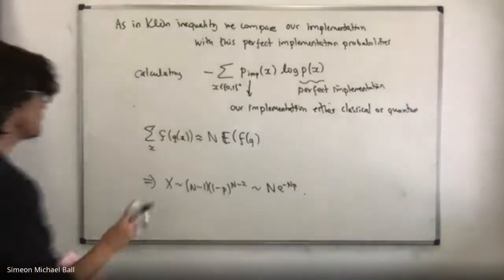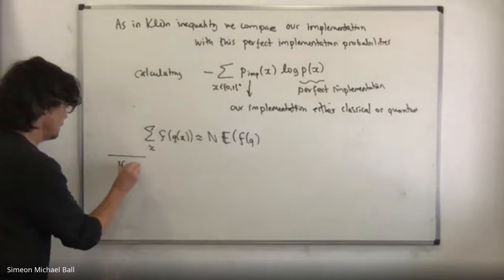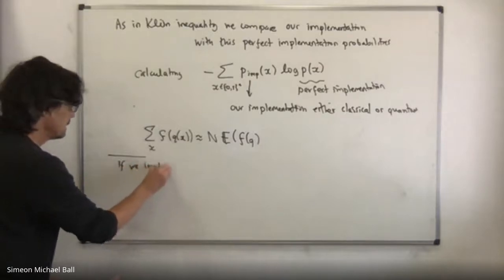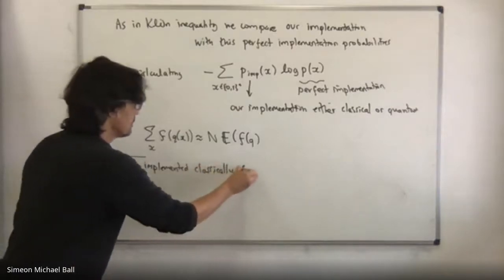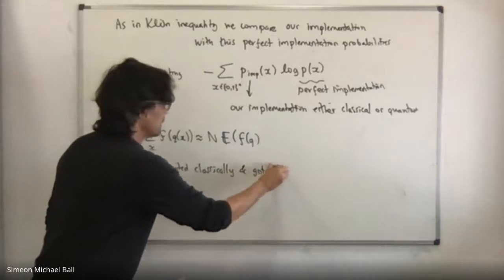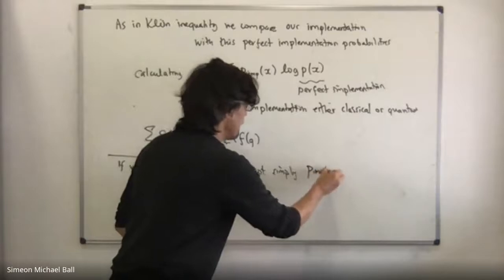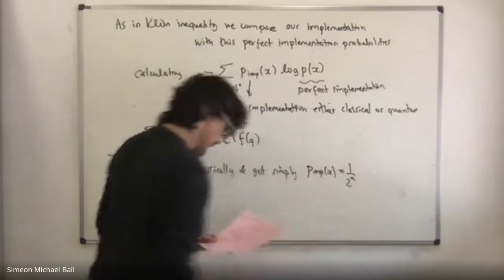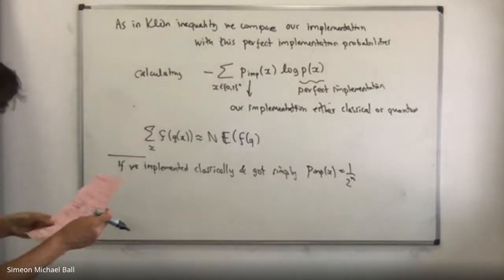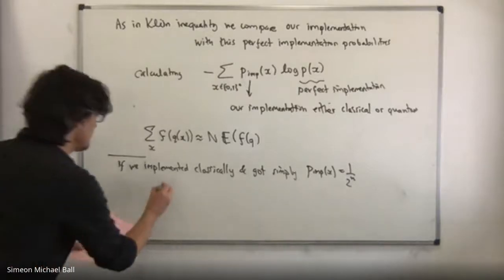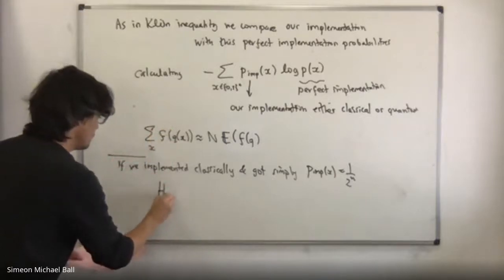So if we did nothing, if we implemented classically and got simply, so if we really didn't do it very well, then the worst case we'd get P of x is 1 divided by 2 to the n. And now you can just calculate that. So this was H worst case.